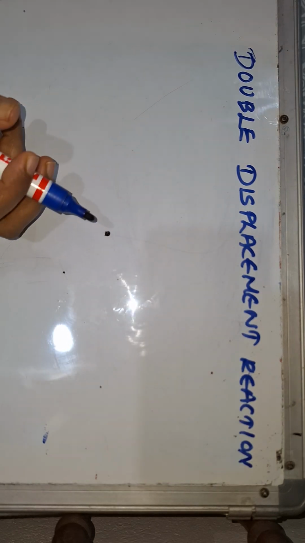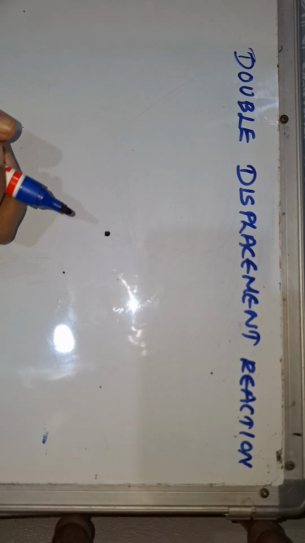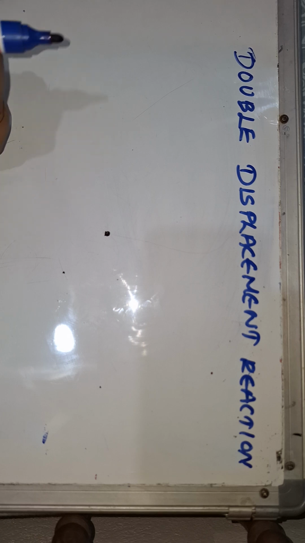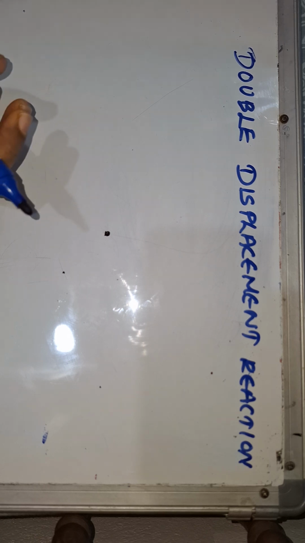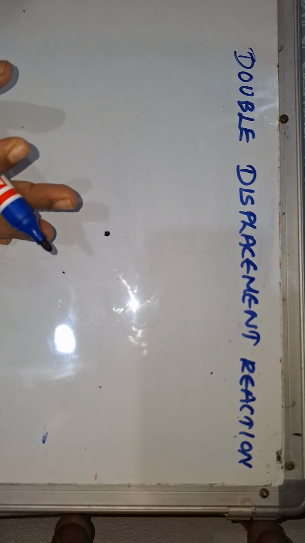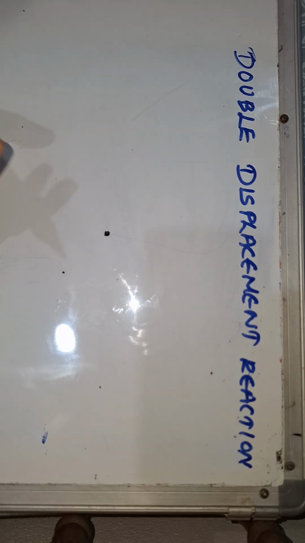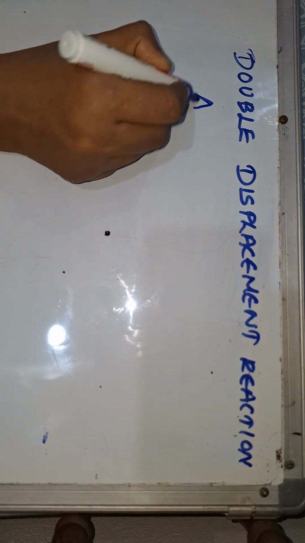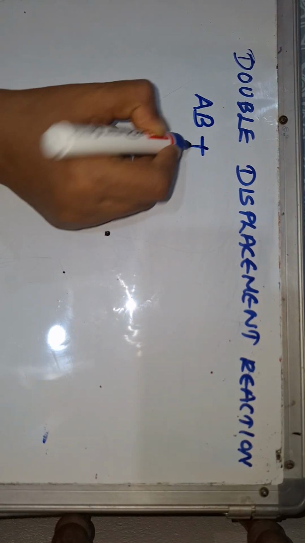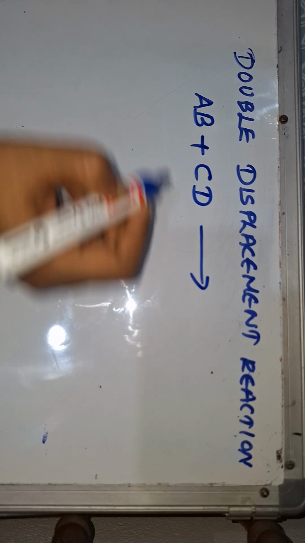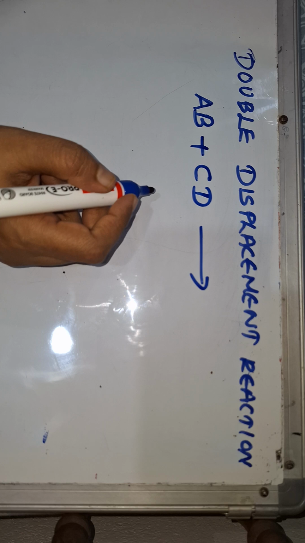Next, double displacement reaction. So in this case, there will be an exchange of ions. So 2 compounds exchange their ions to form new compounds. That is the definition. 2 compounds exchange their ions to form new compounds. So suppose AB is a compound, another compound it is CD, then what will happen? It will exchange their ions.